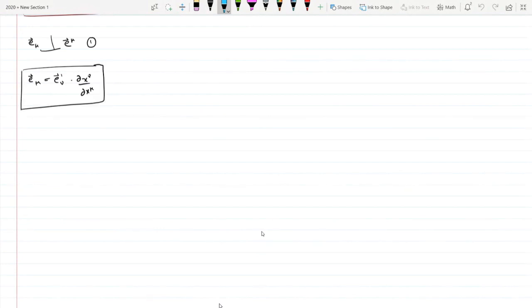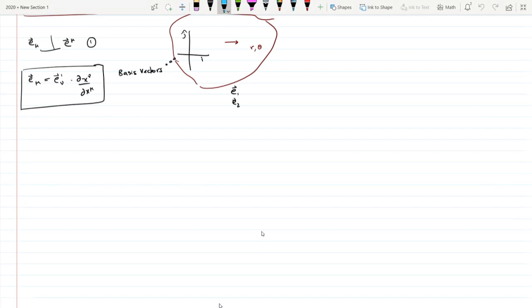This equation talks about basis vectors. What are basis vectors? I want you to think about them as your i hat and your j hat, right? And relating them to a new coordinate system, which is your r and theta in polar coordinates. That's what these basis vectors are. I'm going to call i hat E1, and j hat E2, for example. I'm going to call r E prime 1, and theta E prime 2. That's what these are.